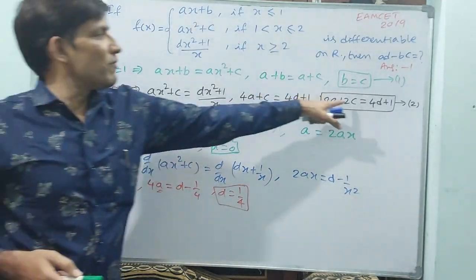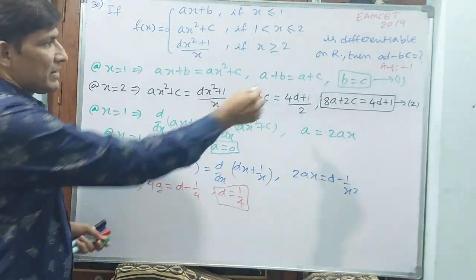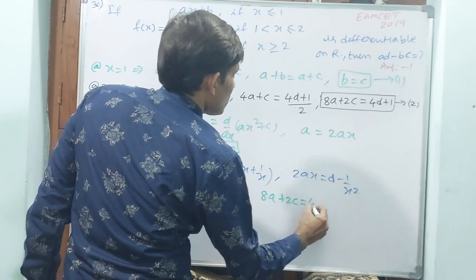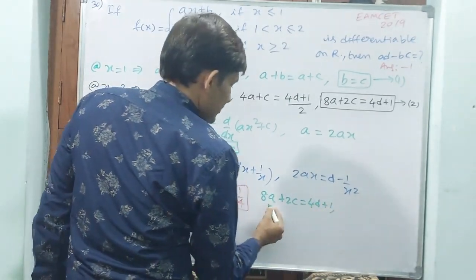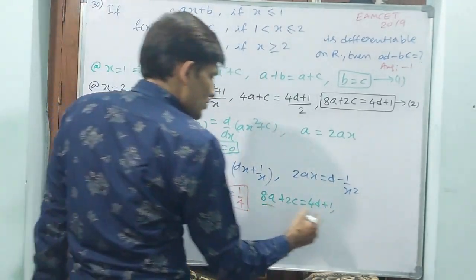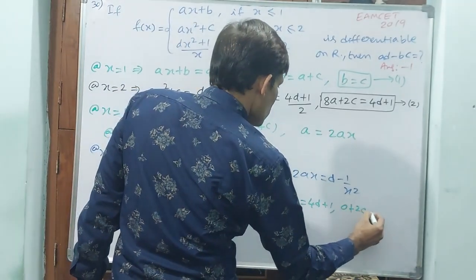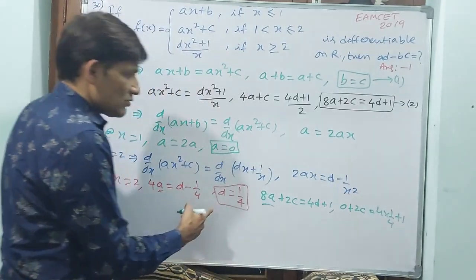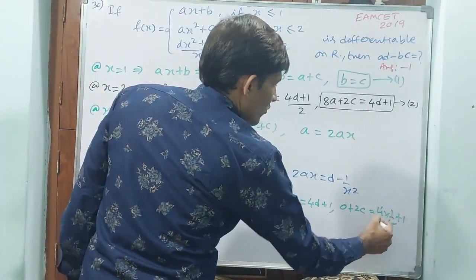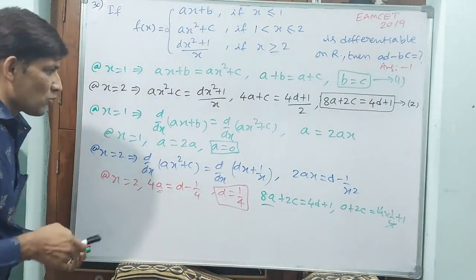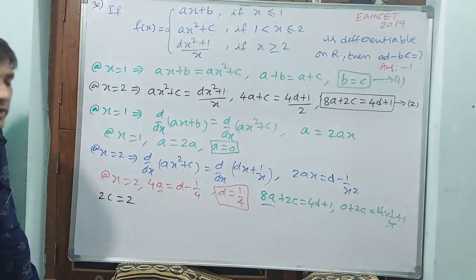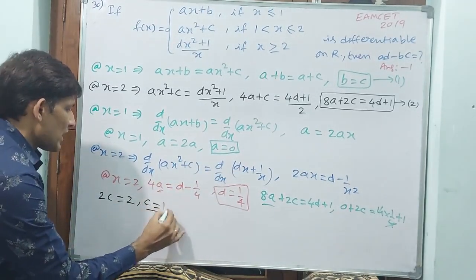Because you go for 2. Once again I will write. 8a plus 2c is equal to 4b plus 1. 8a, a is 0, means this is 0. 0 plus 2c is equal to 4 into 1 by 4 plus 1. Why? Because d is equal to 1 by 4. 4 gets cancelled. 1 plus 1 is equal to 2. That means 2c is equal to 2. Then c is equal to 1.